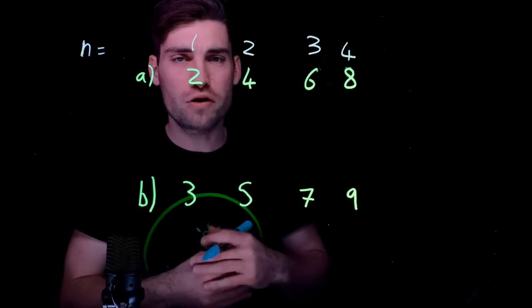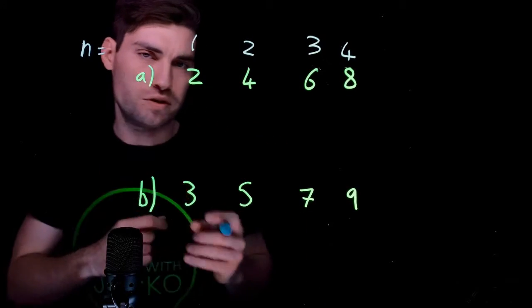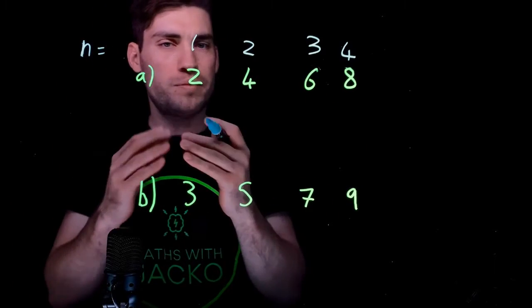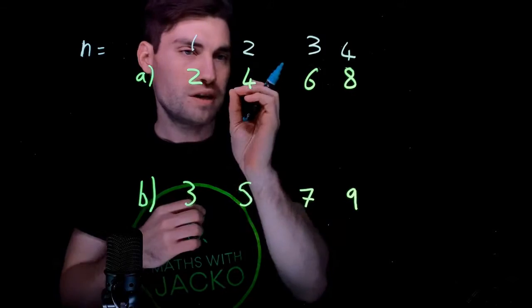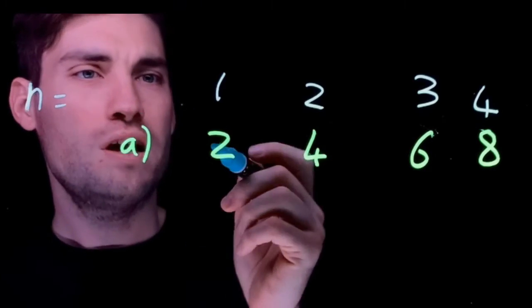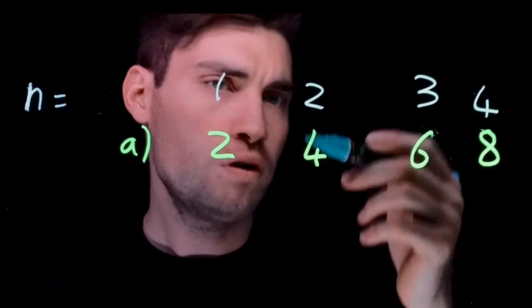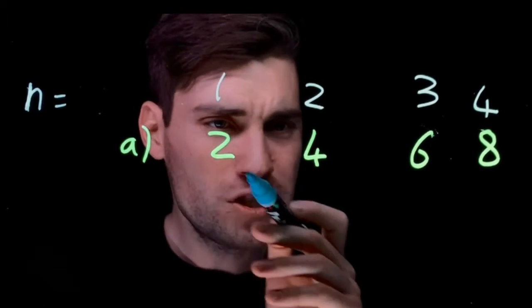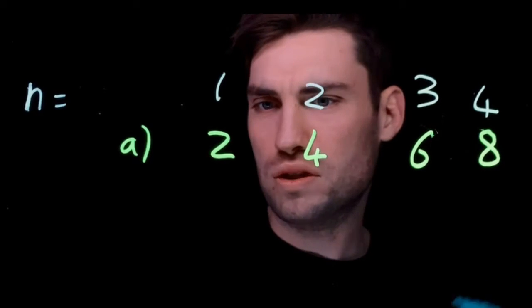Nth term. It's all about creating a rule for a number sequence. As you can see here, we have two number sequences. The n represents the position of each number in the sequence. So 2 is the first number in the sequence, 4 is the second number, 6 the third, and 8 is the fourth, and so on. You might be able to see this is basically the 2 times table.